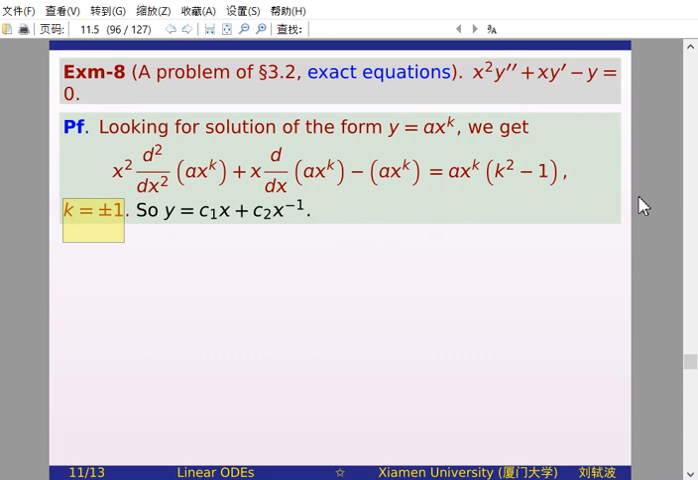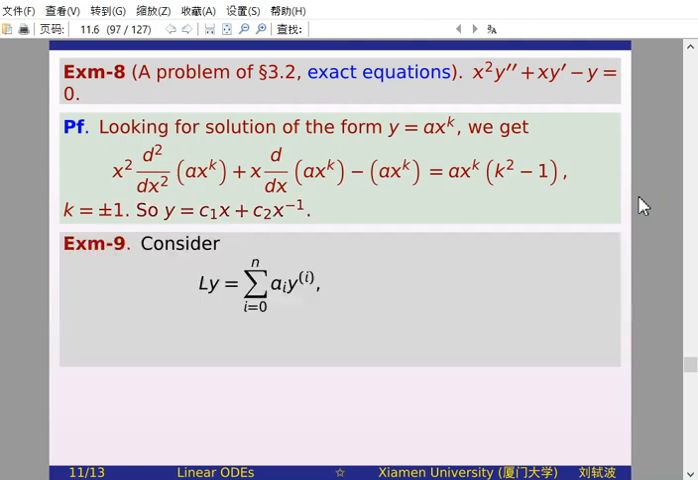To solve a second order linear equation with variable coefficients, we do not have a general method, but for a particular equation we will have a particular method. Some equations can be solved in many different ways. So this is an important example.